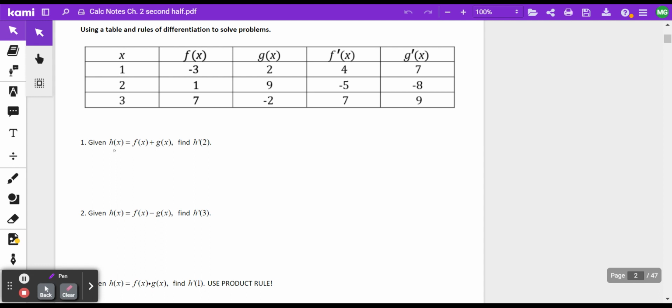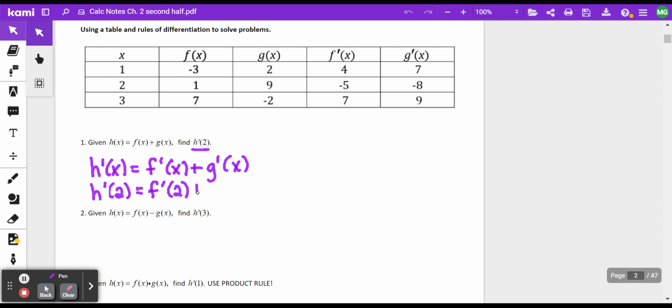We're told here that h of x is f of x plus g of x, and we are told to find h prime of 2. So what we can first know is that h prime of x is equal to f prime of x plus g prime of x. Okay, so we took the derivative of each. And now if we do h prime of 2, we're going to take f prime of 2 plus g prime of 2. So we're following those rules all the way along.